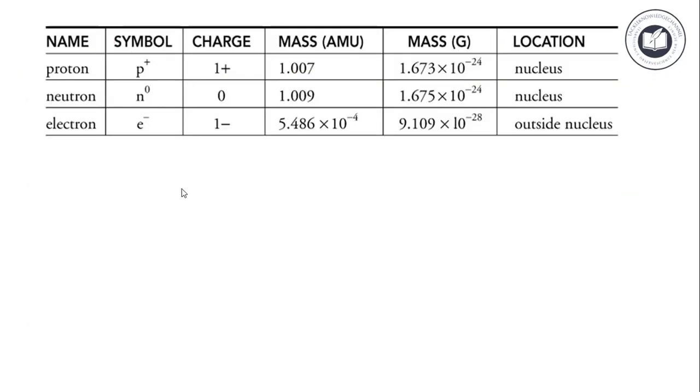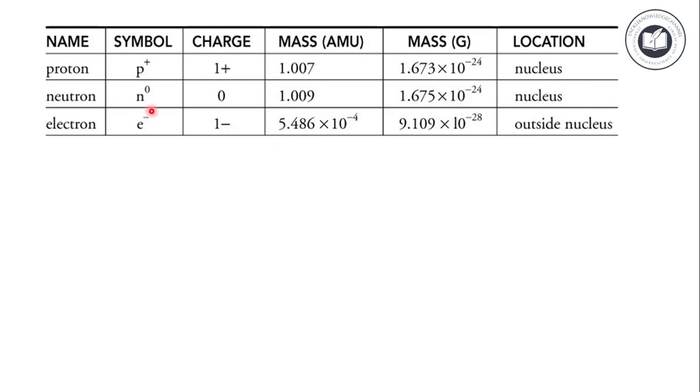So now let's see the table of the charge and mass of the subatomic particles. Name, symbol, charge, mass in AMU, mass in grams, location. The proton symbol is P+, charge 1+. Mass in AMU is 1.007 and mass in grams is 1.673 times 10 to the power minus 24. The proton is present in the nucleus. So the atom has a nucleus, and in the nucleus the proton is present.